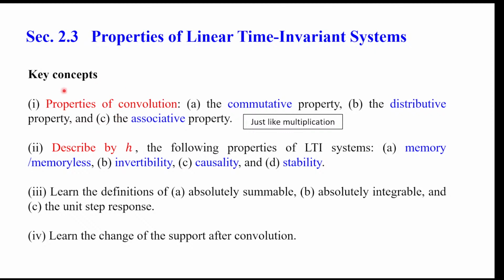And so that's the first set of properties we talk about. That's the properties of convolution. And then the second set is that we now know an LTI system is totally described by this impulse response h. And then we can describe all the system properties by properties on this h. In particular, we talk about the memory or memoryless property, invertibility, causality and stability. And we find out that they all have some if condition that is satisfied by h, then your system has these properties. But you need to remember that those properties only hold for LTI systems.